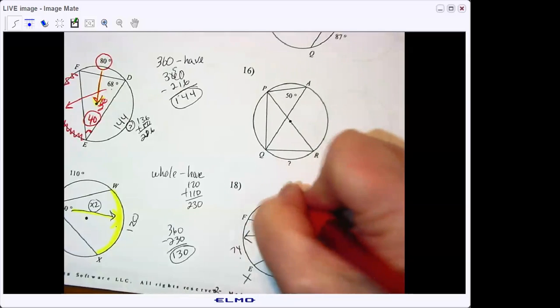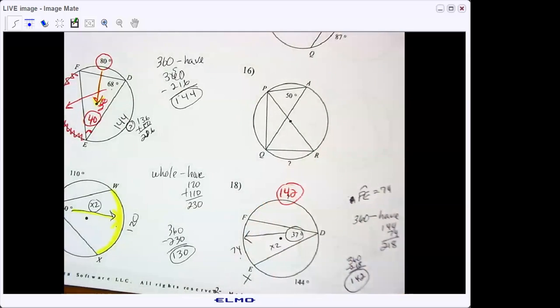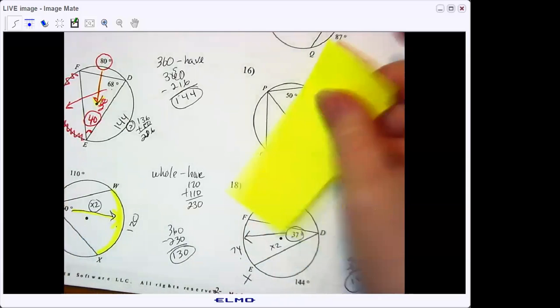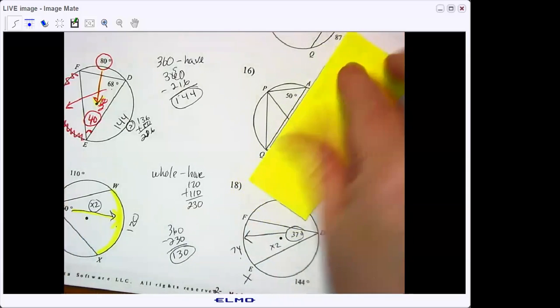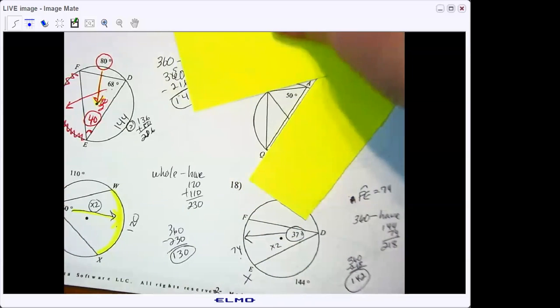So this answer is 142. Number 16 just looks way complicated. But I'm going to tell you it's not. The reason it's not as complicated as it looks is because you have to start with the information you're given. So the information that we're given is only that.